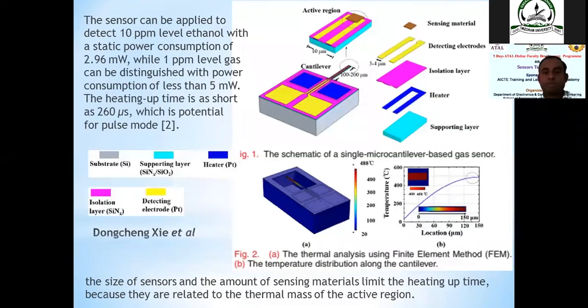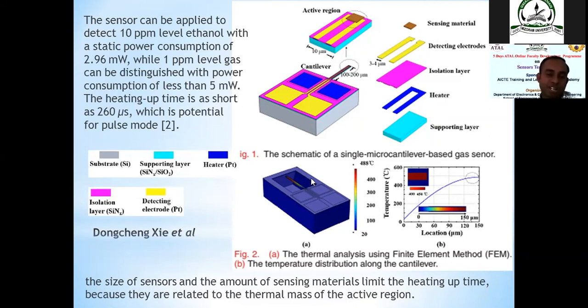Now I will explain one MOS sensor structure which was proposed by Dongcheng Zi. Here you can see at the top figure we have a very small sensing material in brown color. The mass of this material is very less, and below that we have a detecting electrode separated by a small gap, and an isolation layer, and below that a heater, supported by a substrate layer. It's similar to a cantilever structure, we call it a cantilever structure.